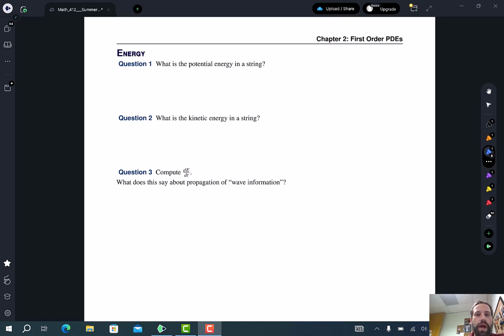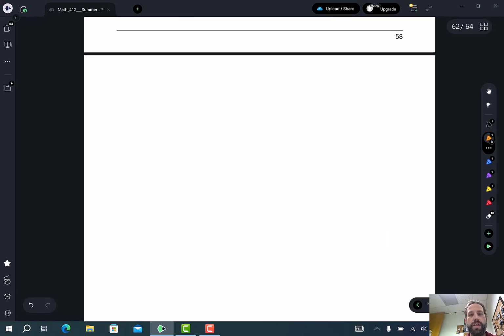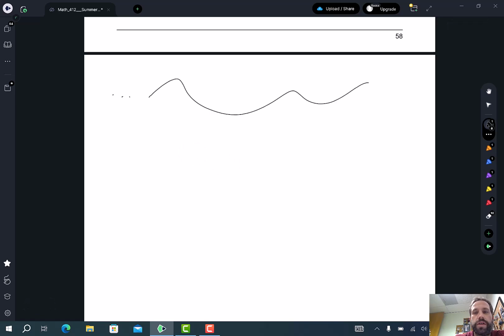So first of all, I want to discuss the potential energy in a string. I don't have nearly enough room to tell where the potential energy comes from, so I'm going to do it over here. Imagine we have a piece of string. This is the string coming from minus infinity, and then the string looks something like this, and it goes off into negative infinity.